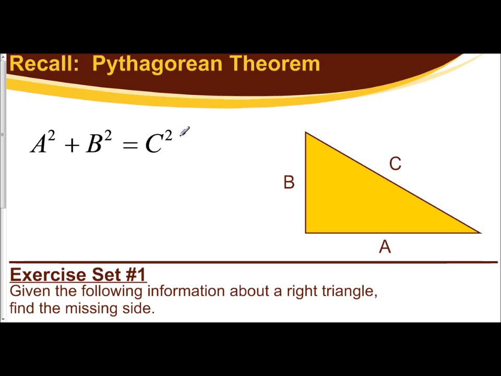The Pythagorean theorem says the sum of the square of the legs of a right triangle is equal to the square of the hypotenuse. We know it as a squared plus b squared equals c squared. This theorem is crucial to deriving the distance formula. So let's first take a look at practicing using the Pythagorean theorem.